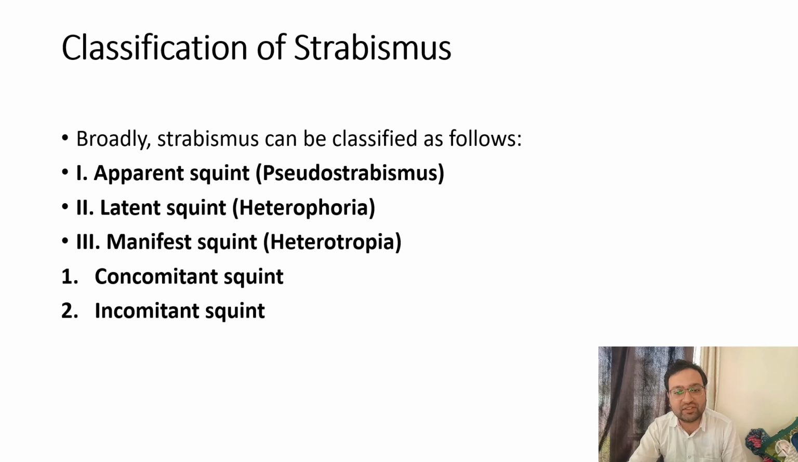Now, how to classify strabismus? Strabismus can be classified into apparent squint, that is the pseudostrabismus, and latent squint, that is the heterophorias. Phorias means latent. Tropia means manifest. So manifest squint is a heterotropia, which is further divided into two, that is the concomitant squint and the incomitant squint.